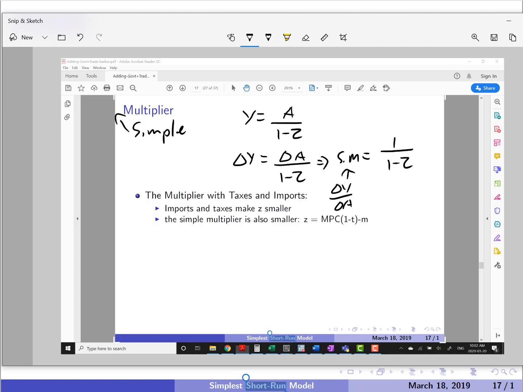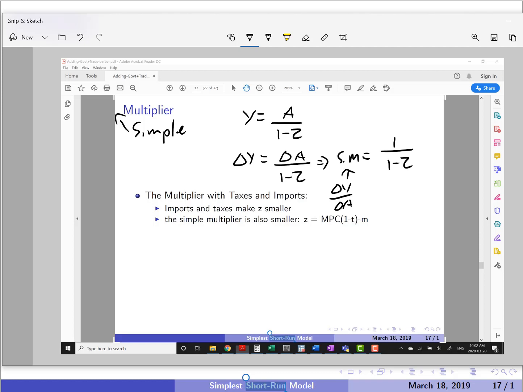And remember, Z is between 0 and 1. So it's 1 over some decimal, so it's greater than 1. And what happens when we add government and foreign trade to this model is that this Z gets smaller. So the AE curve gets flatter, and this simple multiplier is going to get smaller.